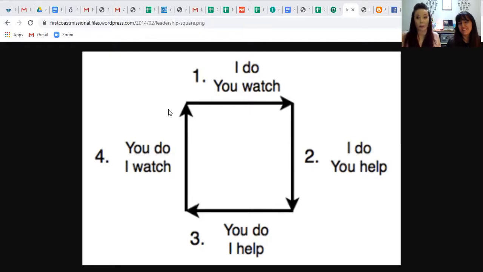There's always going to be a new oil and a new product, right? And so we're always going to be learning that. How can we use that? How do we best use it? So there's always something new that we're learning. But I just want everyone to know that this is super duper easy to learn. If you just had the steps here, 1, 2, 3, 4, with the I do, you watch, I do, you help, you do, I help, you do, I watch, this will really help you. And it is transferable. You can apply this into any area of your life.